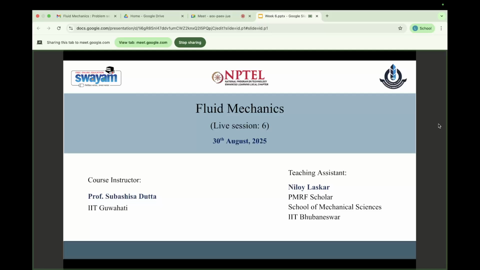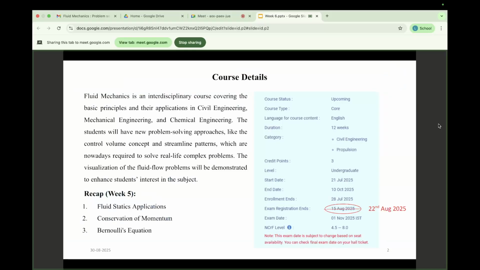So the course instructor is Professor Shubhashish Datta from IIT Guwahati, and I hope that you have gone through these lectures. Coming to this subject, this is an interdisciplinary subject, and it is quite vital for students in civil engineering, mechanical engineering, chemical engineering. The student will know how to solve real life problems based on this concept of flow or the fluid. That will really enhance the student's capability and interest in this subject.